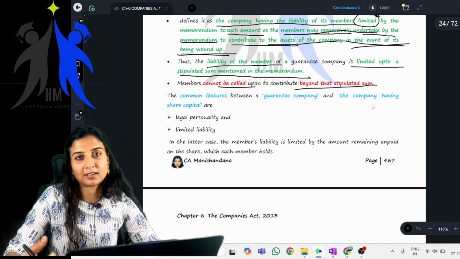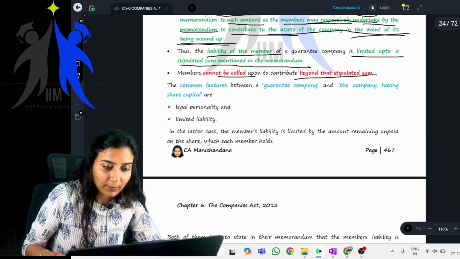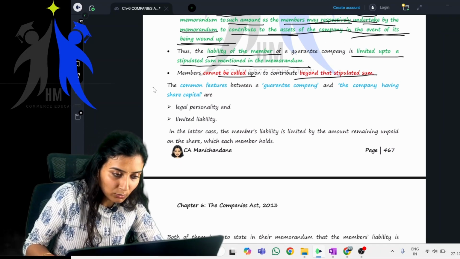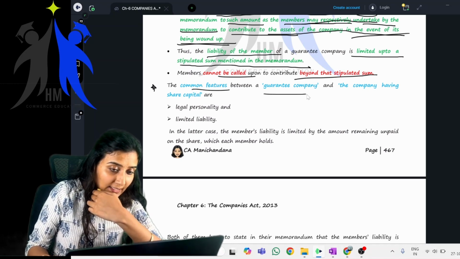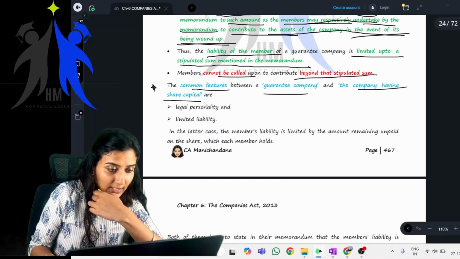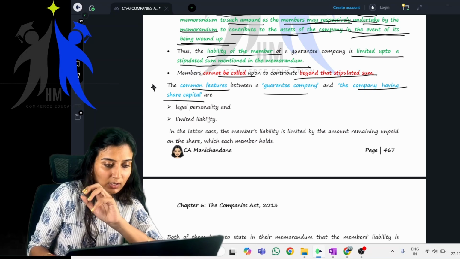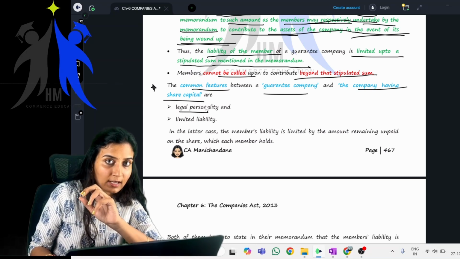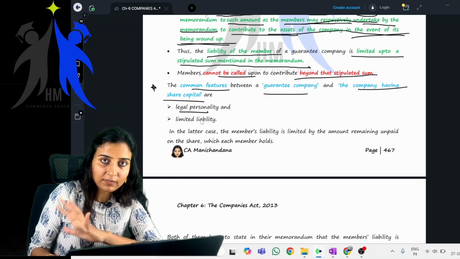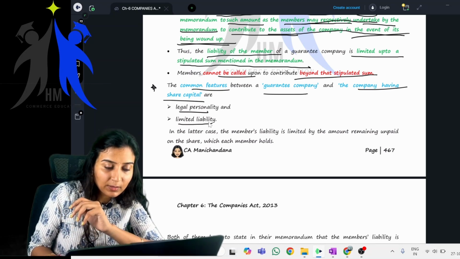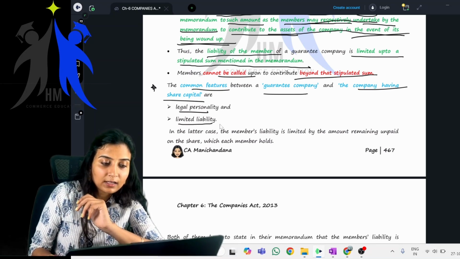Again and again they are writing the same thing. Now here it is important. The common features between a guarantee company and a company having share capital are, the common features they're talking about. One is legal personality. Company different, members different. Yes or no? Next is the limited liability.